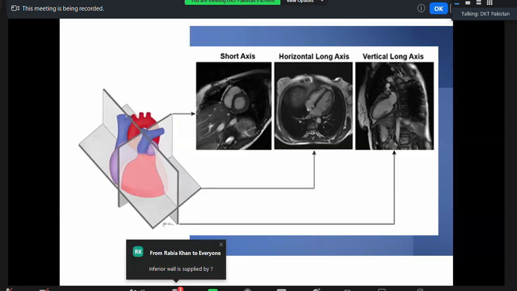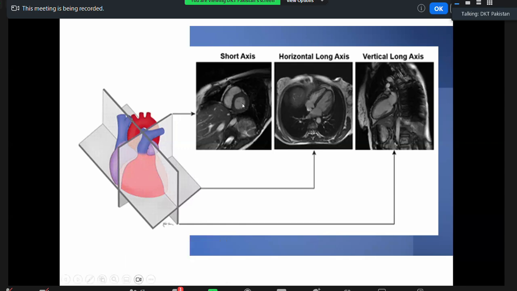So as already mentioned, the heart is obliquely placed, so we have different views. We have a short axis view, which is the true short axis or axial sequence of the heart, and you can see the right and left ventricle in that. We call it a true axial image or a short axis view.